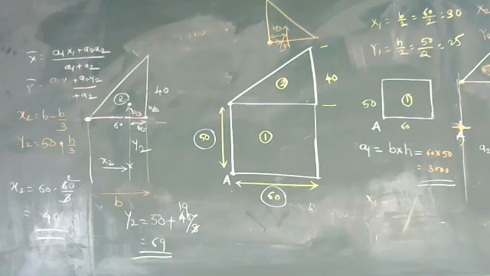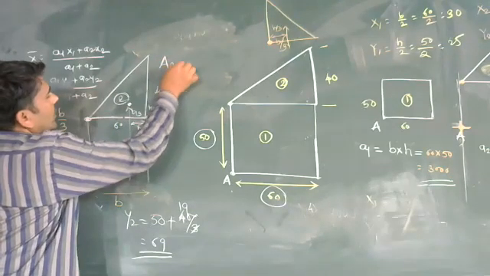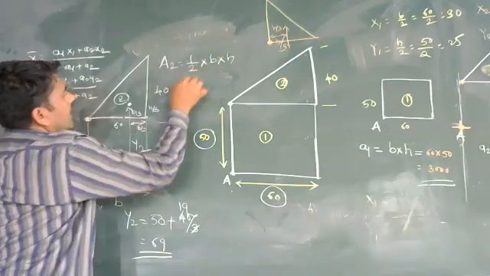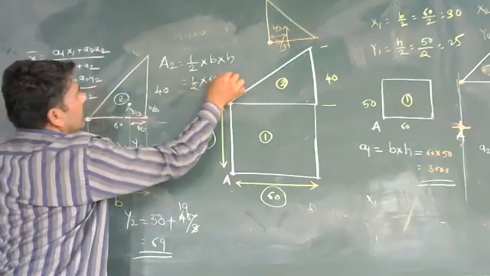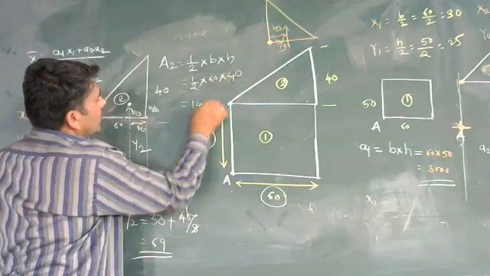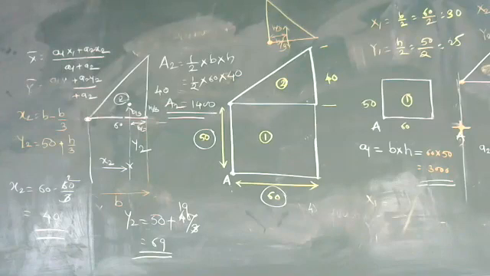I know the x2, I know the y2. Can I find out the area of this? It is a very simple formula. A2 is equal to 1/2 b h. b is 60 and h is 40. So I found out it is 1200.